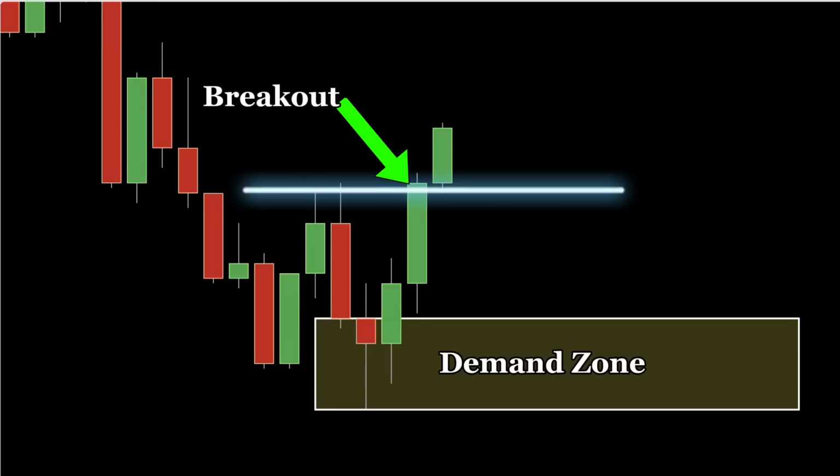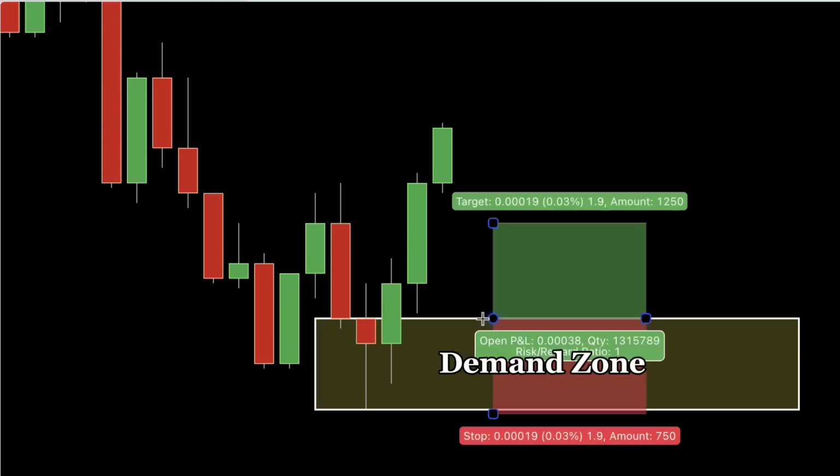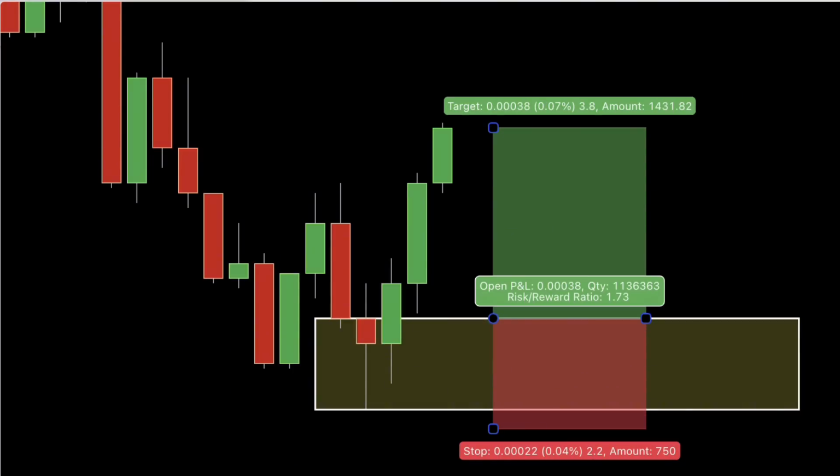Additionally, there's a clear breakout of structure as the market pushed decisively above a resistance level, another green flag indicating institutional involvement. However, here's the crucial problem. When we carefully calculate our risk-to-reward ratio, it simply doesn't reach our essential 3-to-1 minimum. Even though it looks good initially, the potential reward doesn't justify the risk.